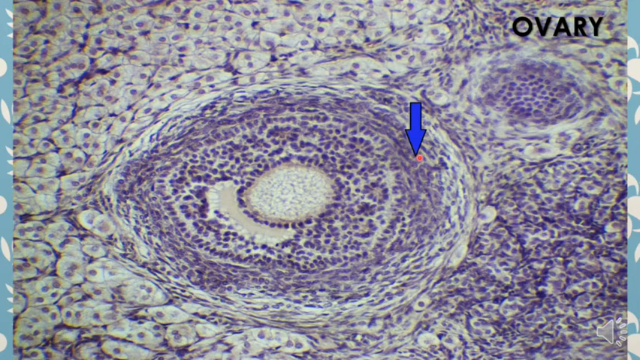You can see this is the theca interna and this is the theca externa. Granulosa cells show the crescent shaped cavity. These follicles are called the secondary follicle.